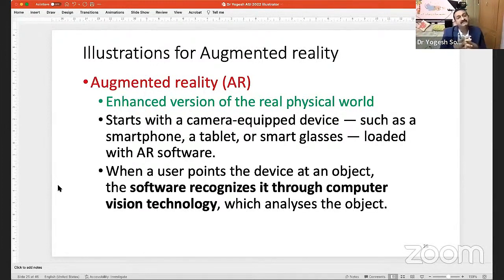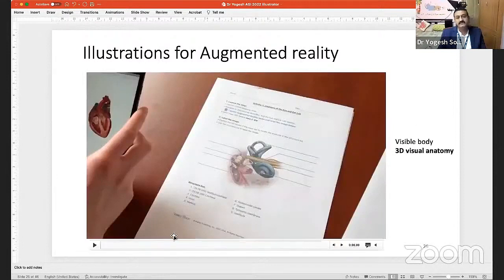The augmented reality starts with the camera equipped device. Through that camera, the person will focus that camera on that particular object, and that seen object will be analyzed using the AR software or augmented reality software. Rather than going in detail, we will see here there is one paper or one sheet, and on that sheet one figure is there. Okay, so this is the internal ear, and how it is there, we need one device. Actually, camera equipped device is required.